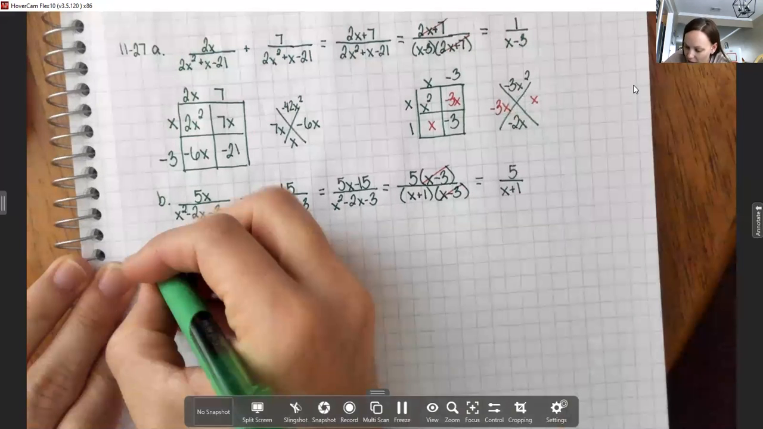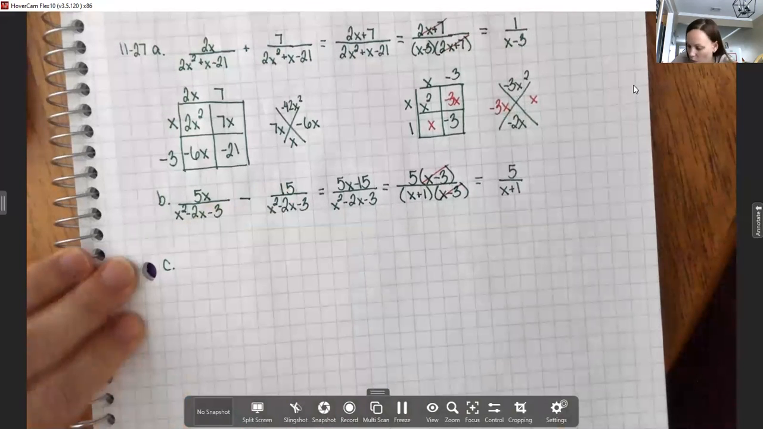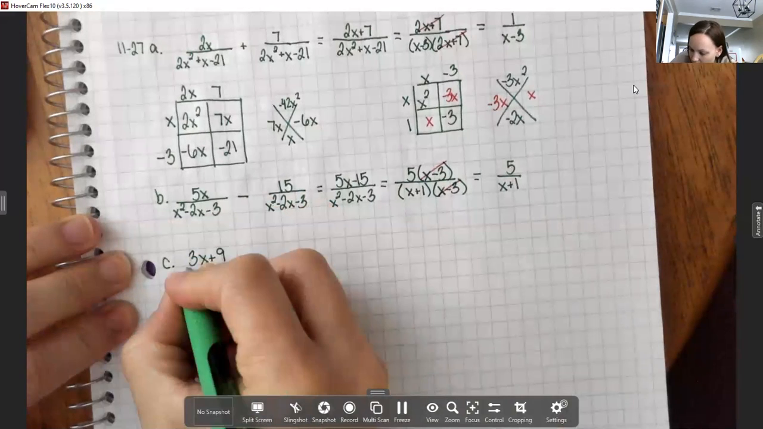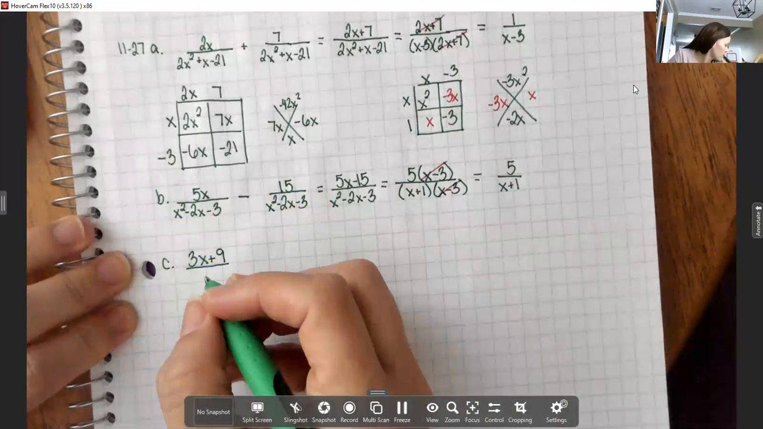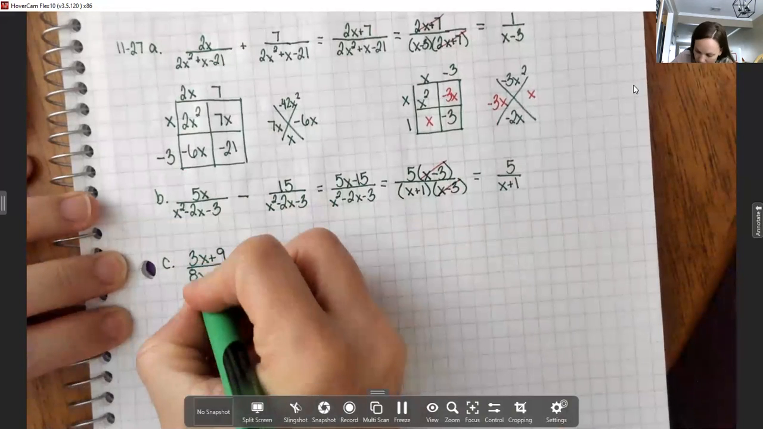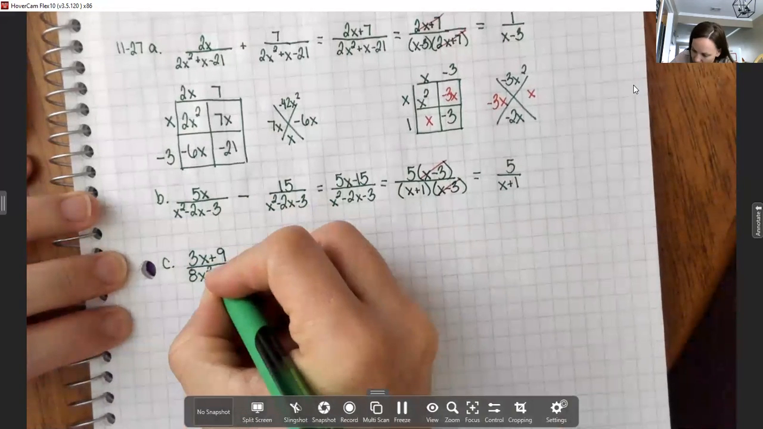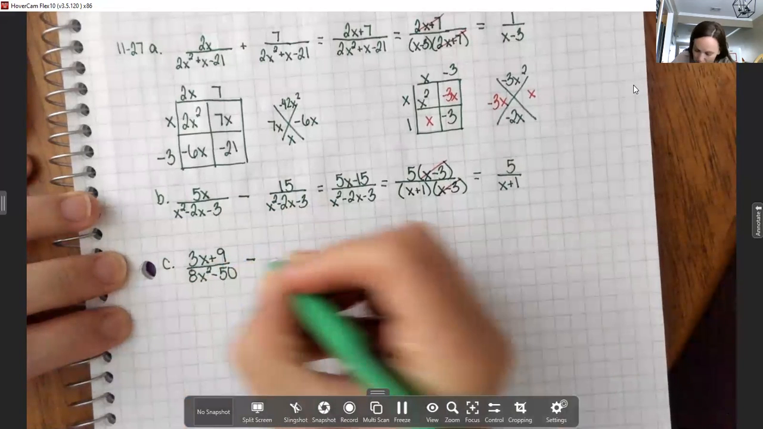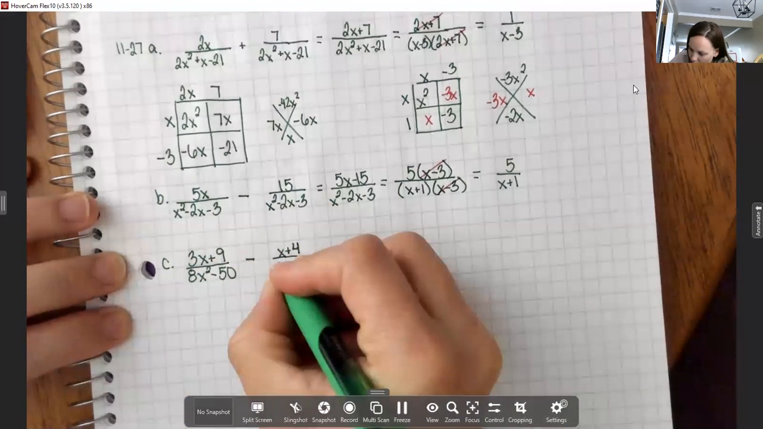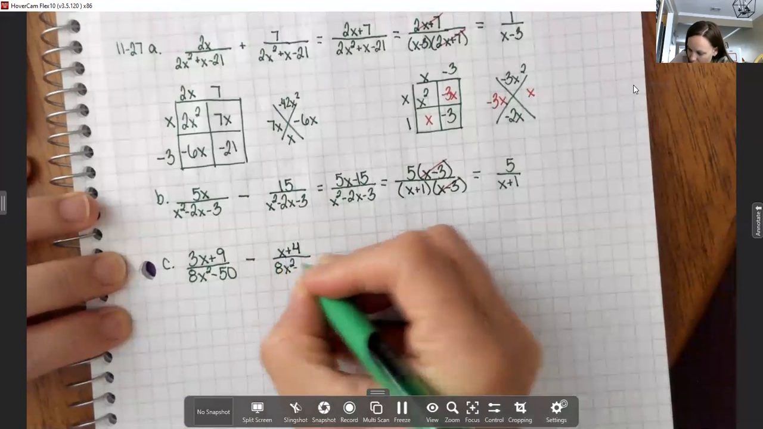Okay, part C, we have 3x plus 9 divided by 8x squared minus 50 minus x plus 4 divided by 8x squared minus 50.